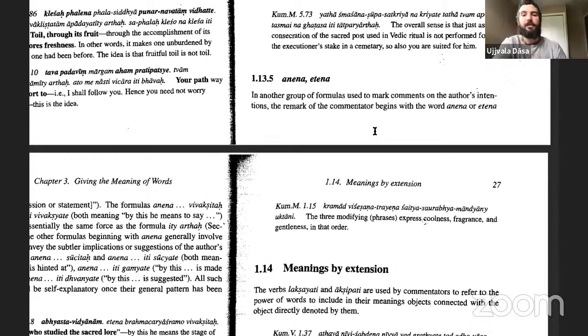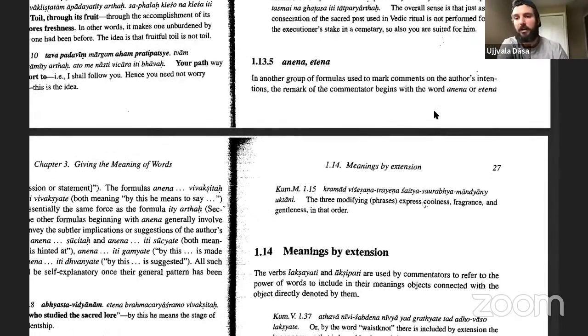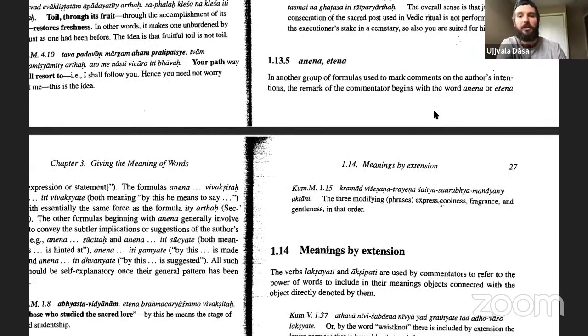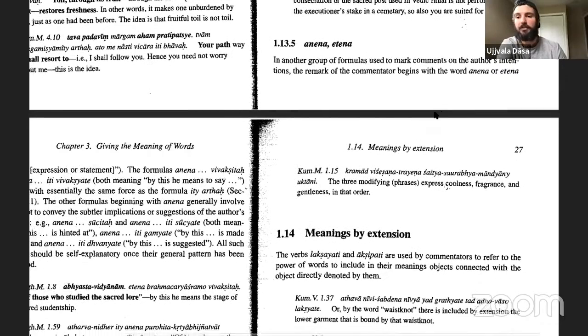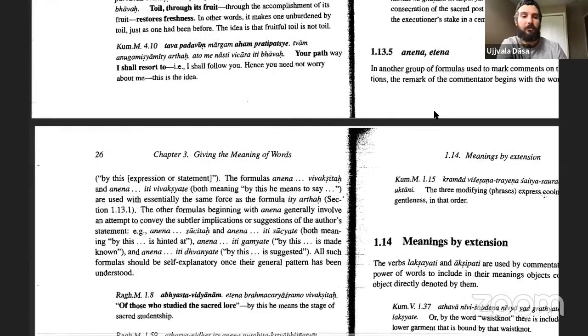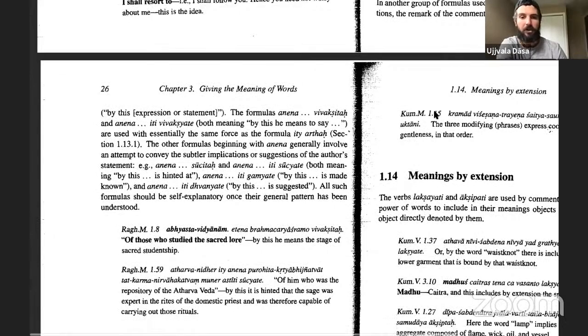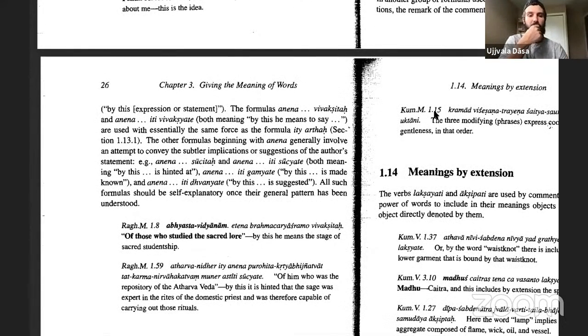Anena, etena. In another group of formulas used to mark comments on the author's intentions, the remark of the commentator begins with the word anena or etena, by this expression or statement. The formulas anena vivakshitaha and anena iti vivakshite, both meaning by this he means to say, are used with essentially the same force as the formula ityartaha.